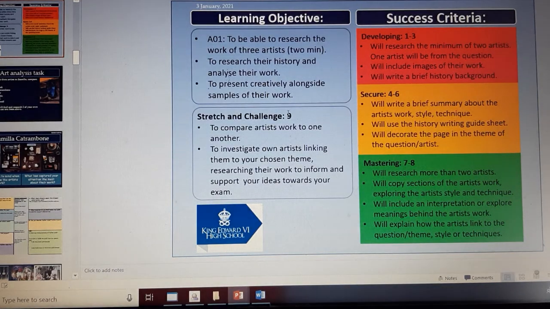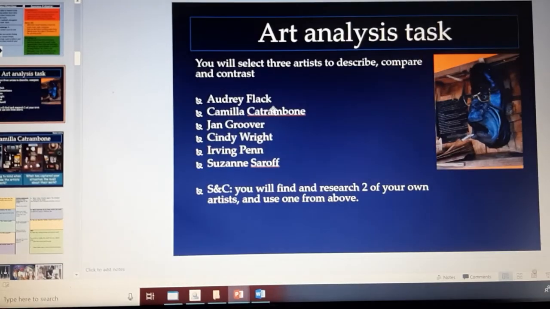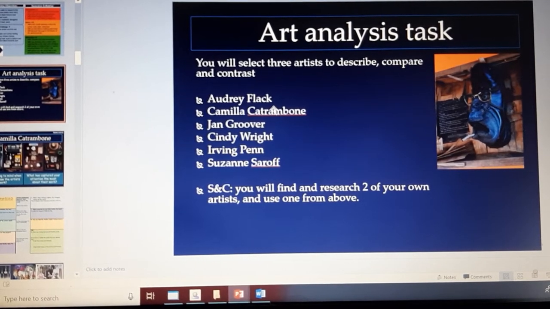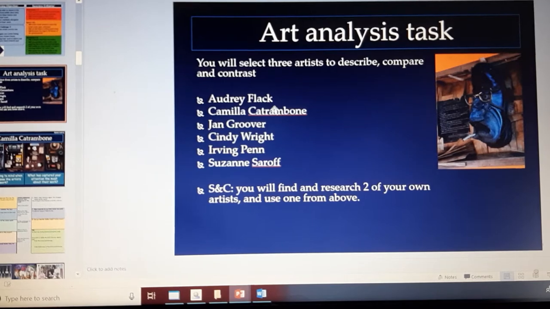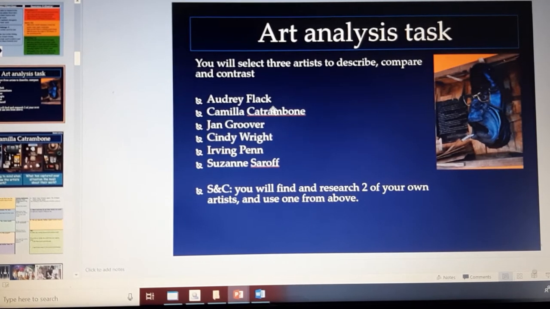People have actually spent their time trying to focus on what common themes are working through their pieces of art. And there are so many different artists out there that we've been looking at, and that are pure examples of that. So when we think about the artists that we have got, we've got Camilla. There is a recurring theme in her personal work, same with Audrey Flack and all of these different artists.